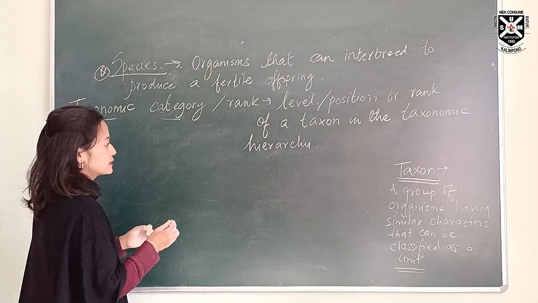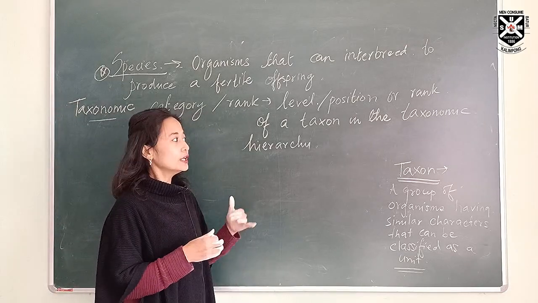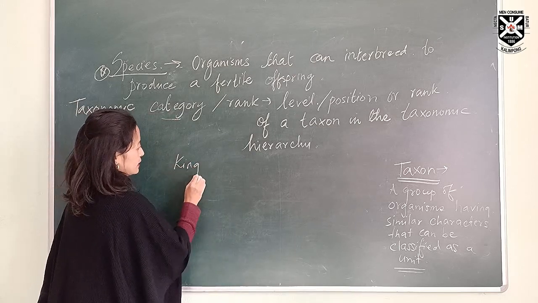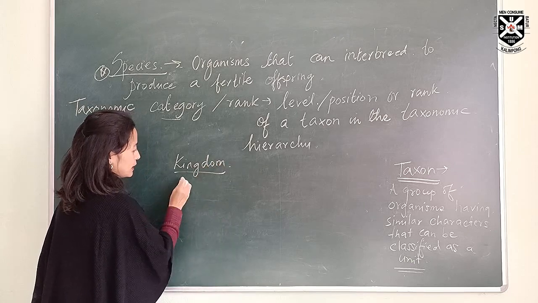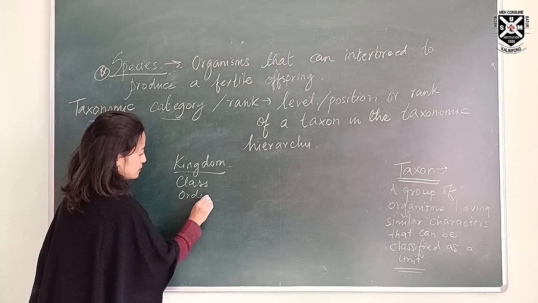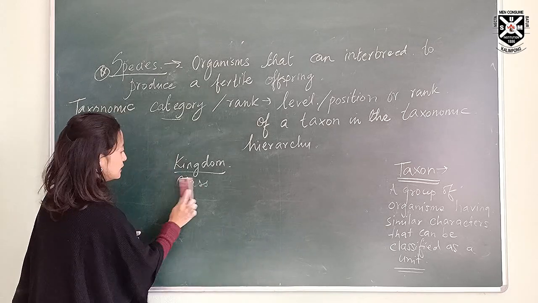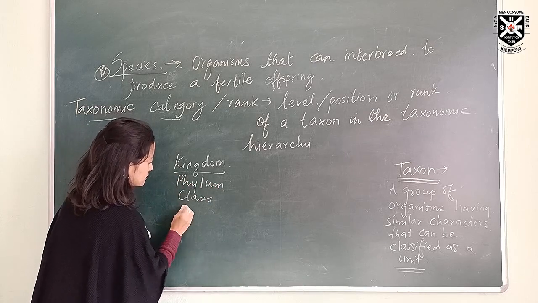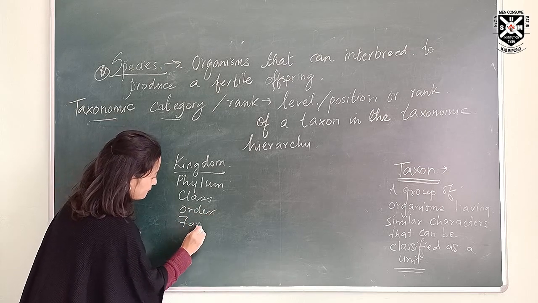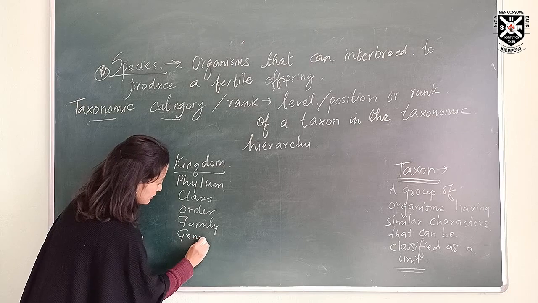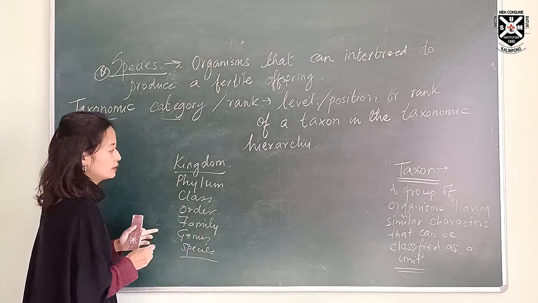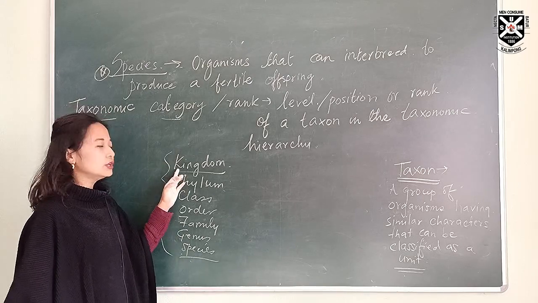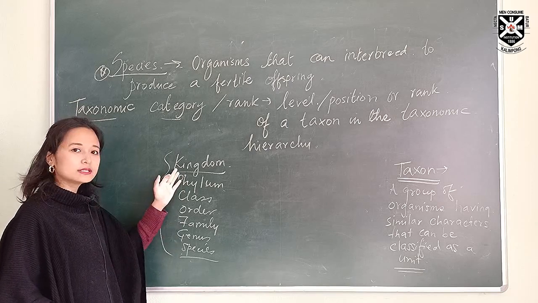Sometimes, during the earlier or classical taxonomy, these 7 taxonomic categories that we used: kingdom, phylum, class, order, family, genus, and species. So earlier, in classical taxonomy, we used these 7 taxonomic categories.